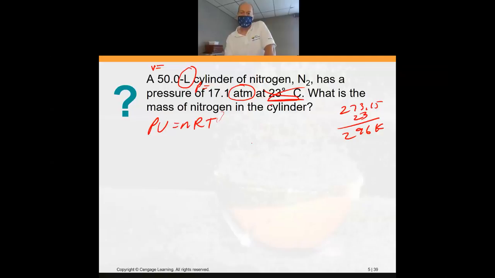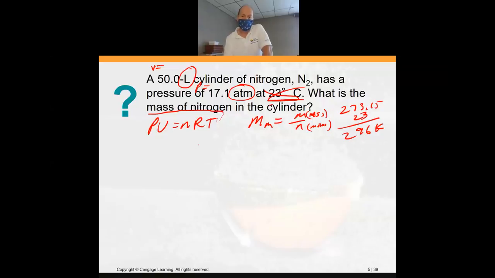All right, so for our molar mass, remember our molar mass is the mass over moles. So anytime you are needing a molar mass, you simply take the mass divided by moles. So M is your mass and N is your moles. All right, and so it asks for the mass of nitrogen in the cylinder. So it's asking for the mass.